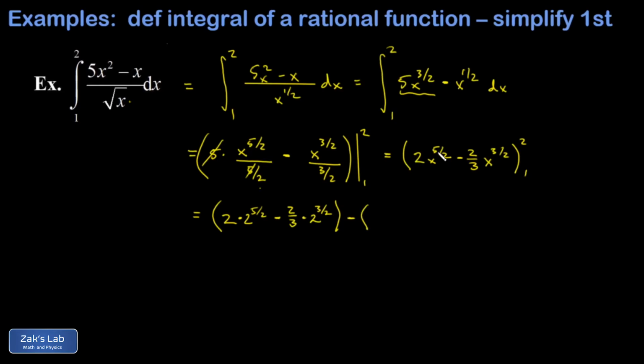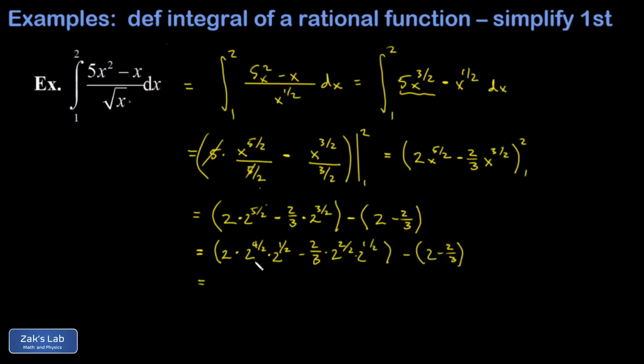When I plug in the lower limit, those powers of x are just going to be 1s, and so I end up with a 2 minus 2/3. And the trick with these fractional exponents in the first part is that 2 to the 5/2 is really going to be 2 to the 4/2 times 2 to the 1/2, because when I add those exponents, I get back to the original 5/2. And 2 to the 3/2 is going to be 2 to the 2/2 times 2 to the 1/2. And the whole reason I did that is because 2 to the 4/2 is 2 to the 2, which is 4. And there's a 2 out in front to multiply. So I end up with an 8, 2 to the 1/2, which I'll write as a root 2.